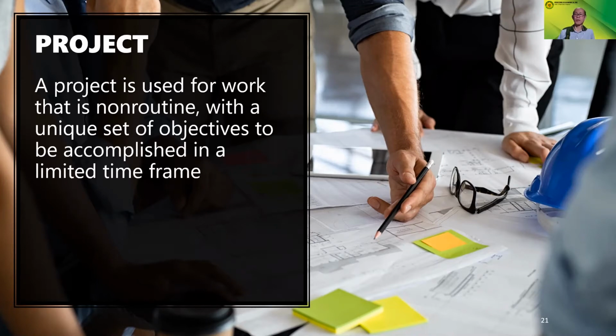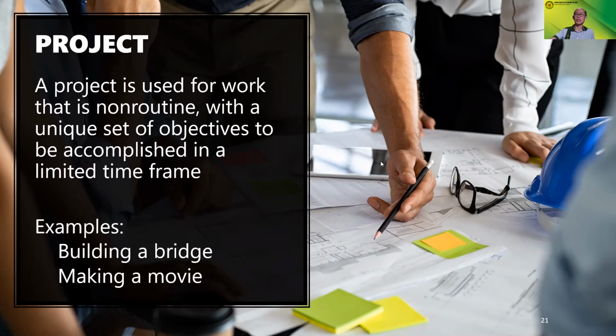Examples range from simple to complicated, including such things as putting on a play, consulting, making a motion picture, launching a new product or service, publishing a book, building a dam, and building a bridge. Equipment flexibility and worker skills can range from low to high. So that's it for the different types of processes.